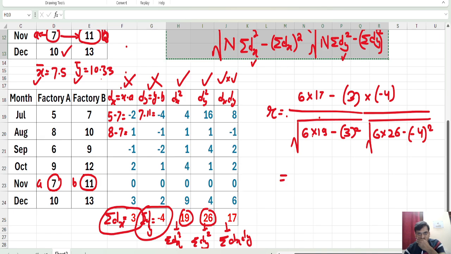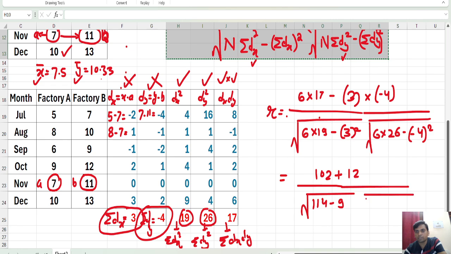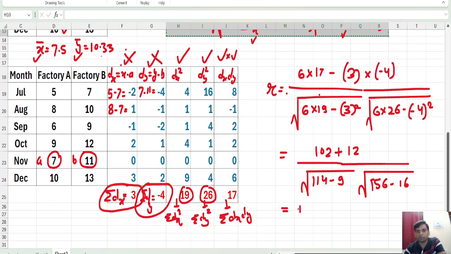On solving this, you will see 102 minus, and this minus minus becomes plus. And this is 114 minus 9 under root, and the second term is 156 minus 16. On solving this, you will see the value of correlation is plus 0.94.